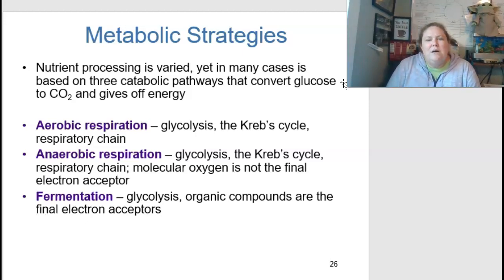Aerobic respiration and metabolism are interchangeable. This includes glycolysis, the Krebs cycle, and the electron transport chain, which is the respiratory chain. Anaerobic respiration, on the other hand, also includes glycolysis, the Krebs cycle, and the respiratory chain, but molecular oxygen is not the final electron acceptor. And fermentation again starts with glycolysis, and this is where organic compounds are the final electron acceptors.